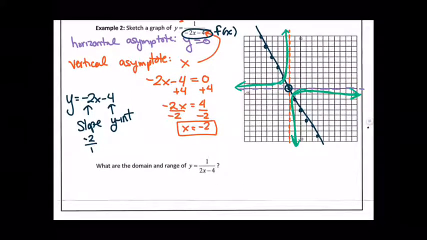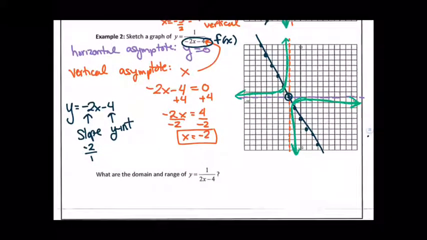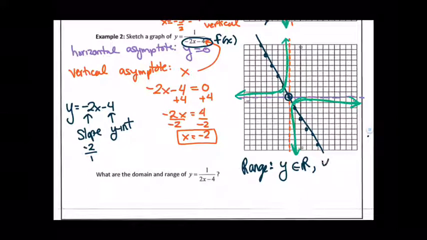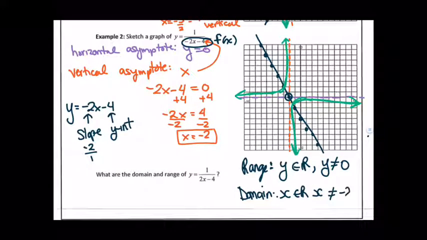I'll just do the range and domain just so you're aware of what it is. So your range will be all real numbers, but then you also want to say y cannot equal 0. And then the domain is all real numbers, but x cannot equal -2. So that's the range and domain on that one.